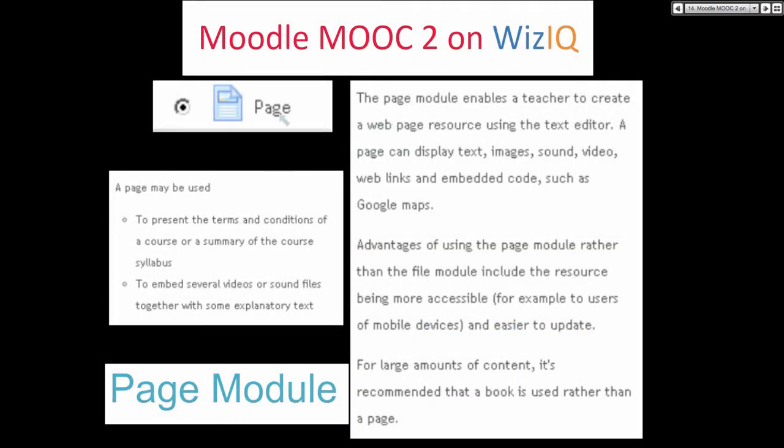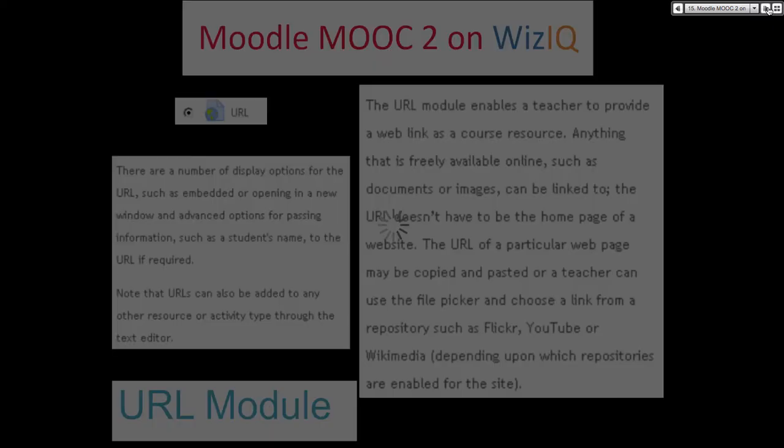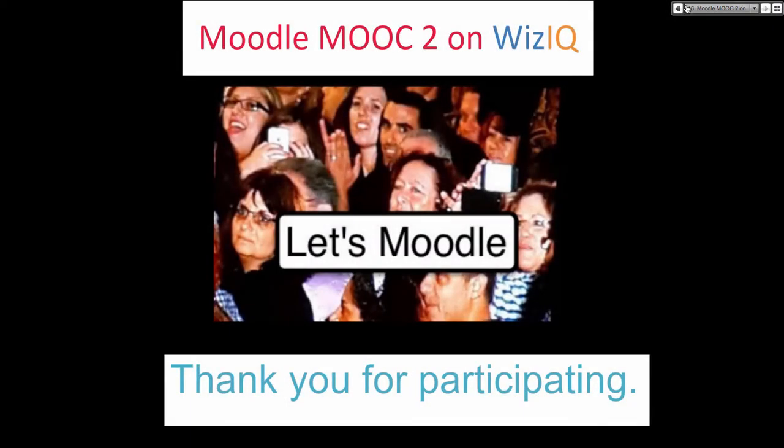And then there's the page, of course. A page is just like a web page. It enables a teacher to create a web page resource using the text editor. Notice the word text editor, I call it rich, will appear over and over again. The URL is a link, enables a teacher to provide a web link as a course resource. Of course, resource is the content. All right, and that's it.